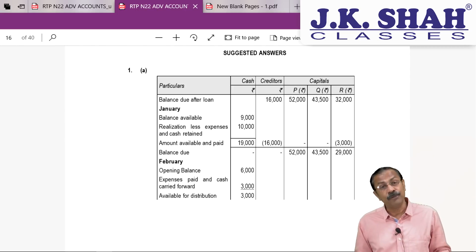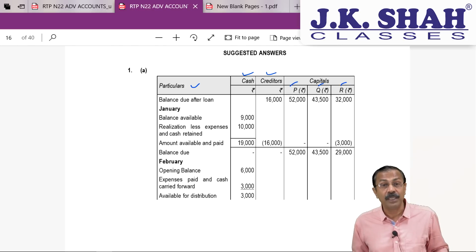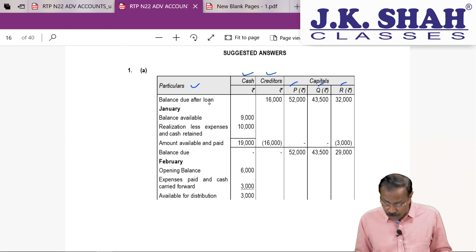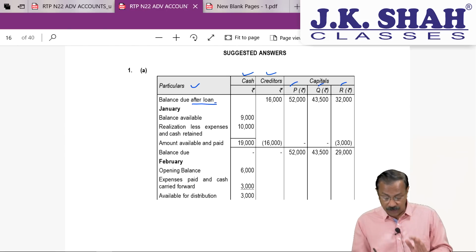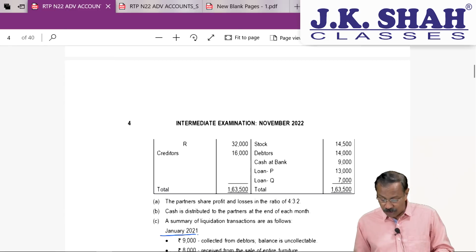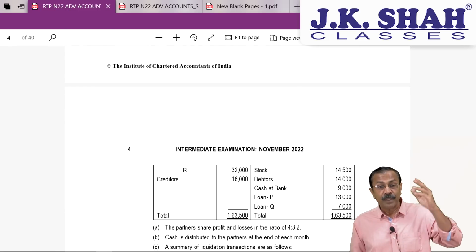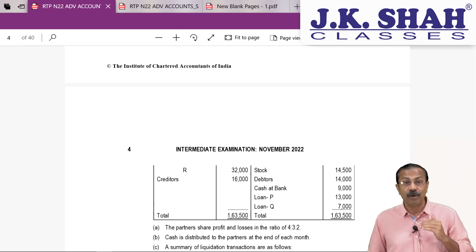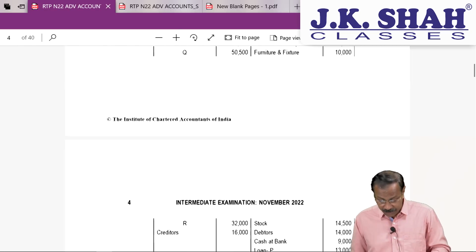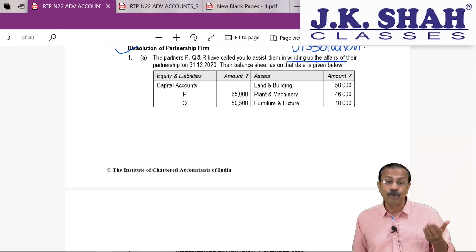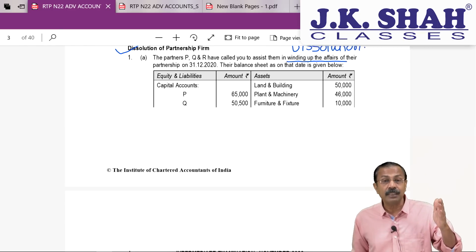So just see the solution. Particulars column, cash column, creditors columns of 3 partners P, Q and R. Balance due after loan. So loan is adjusted. If you see the question on the asset side, loans were given to 2 partners P and Q. So amount is receivable from them, 13,000 and 7,000. What will P and Q say? Adjust it against the capital.